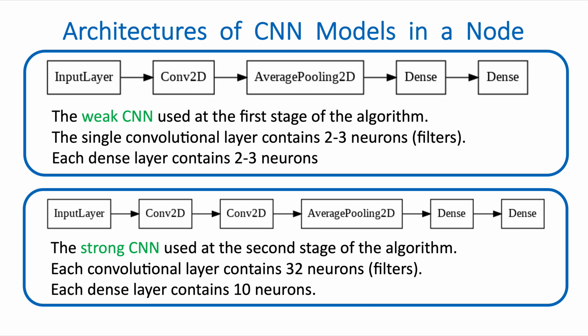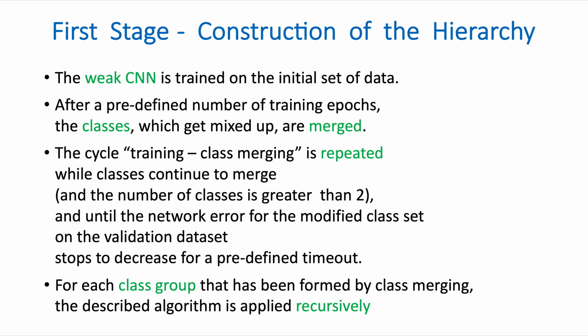Let me tell you about the first stage of training. The weak CNN is trained on the initial set of the data. After a predefined number of training epochs, the classes which get mixed up are merged. This cycle of training and class merging is repeated while classes continue to merge and the number of classes is greater than 2, and until the network error for the modified class set on the validation dataset stops decreasing for a predefined timeout. For each class group that has been formed by class merging, the described algorithm is applied recursively.